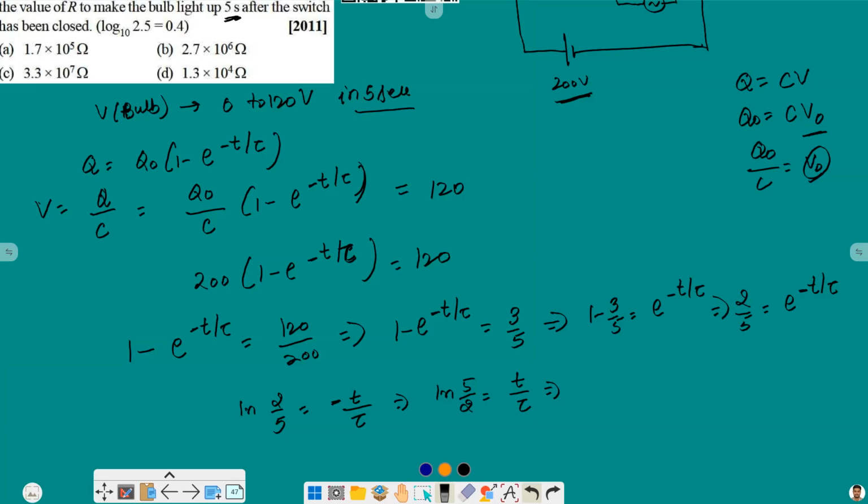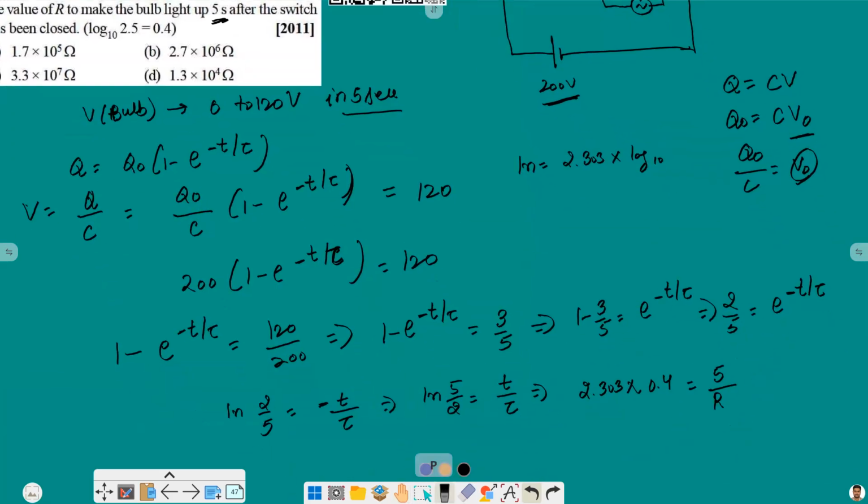So we know that ln is 2.303 times log base 10. So we have to calculate ln of 2.5. We have log of 2.5, that is 0.4. So it will be 2.303 multiplied by 0.4, and it should be equal to t by tau. T is already given to us, that is 5 seconds, and tau will be equal to RC. So R into C, and C is 2 microfarad, so 2 into 10 raised to power -6.